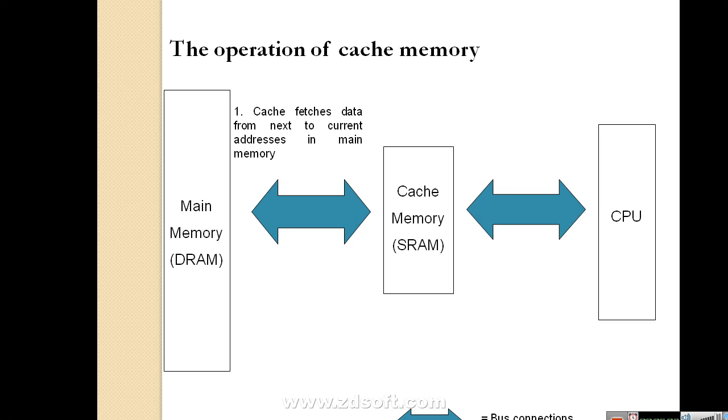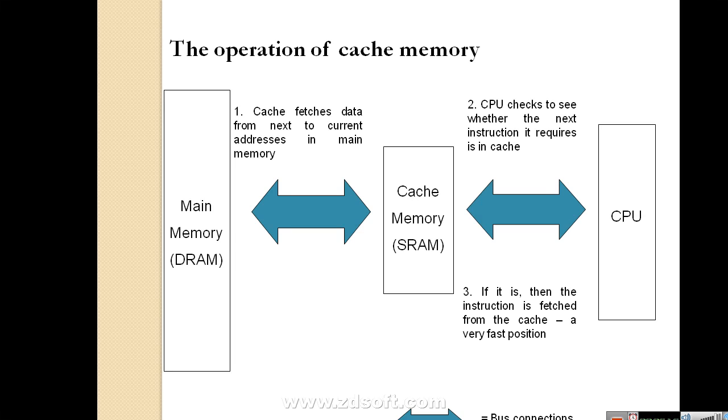Cache fetches data from next to current address in main memory, and the CPU checks to see whether the next instruction it requires is in cache. If it is, then the instruction is fetched from the cache, a very fast position. If not, the CPU has to fetch the next instruction from main memory, a much slower process. So in this way, we can tell about the cache.